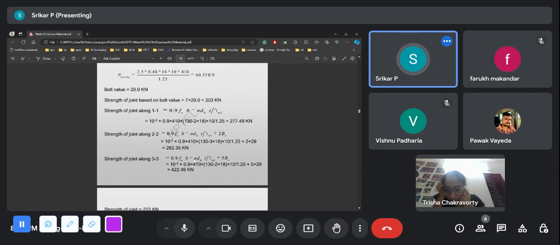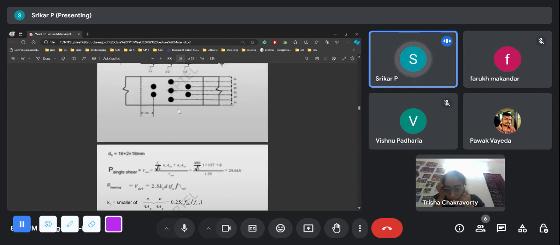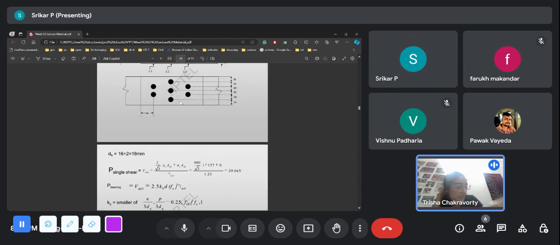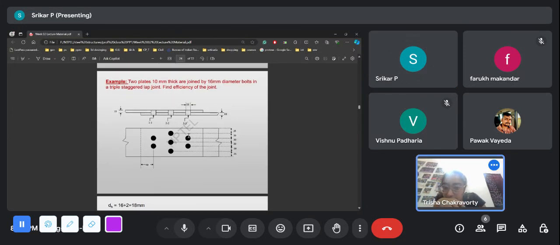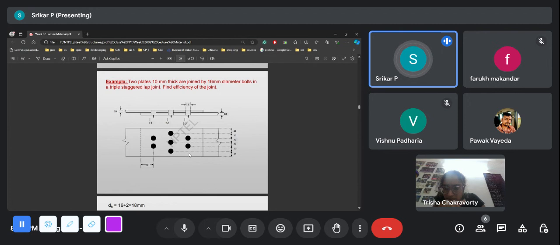Same with the 3-3. If the bolt is failing around 3-3, they are saying that first line one has to fail, then line two has to fail, then line three has to fail. Also, ma'am, we have an assumption that all the bolts will have an equal amount of either shear or tension, whatever the force is. If it acts on the bolts, there cannot be a situation where this bolt fails and this bolt does not.